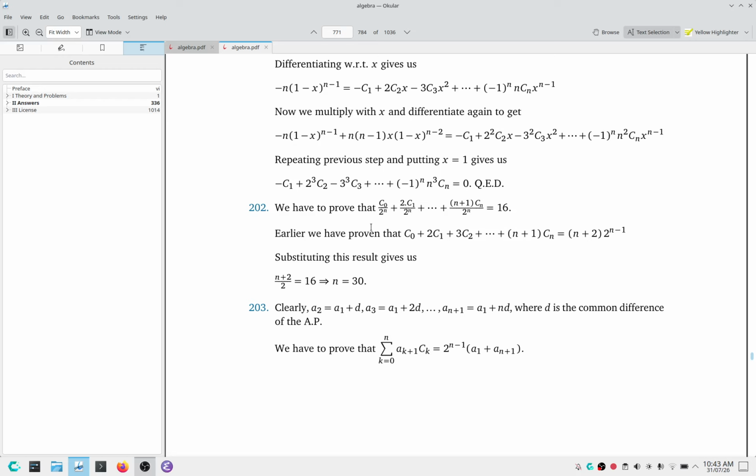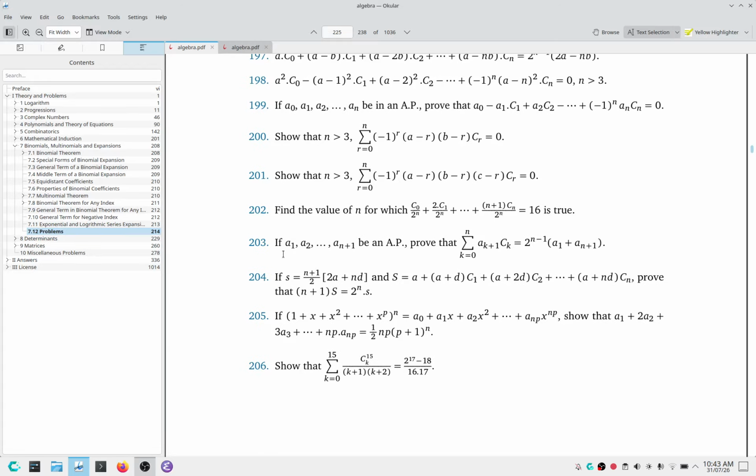So we have this, so 2 to the power n is in the denominator of every term. Now we have proven that C0 plus 2C1 plus 3C2 and up to n plus 1 Cn is equal to n plus 2 times 2 to the power n. So we bring 2 to the power n here. So this n plus 2 will become what? 32? n plus 2 will be 32, so n is equal to 30.